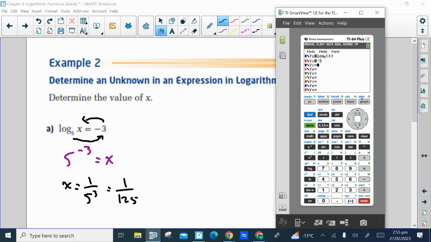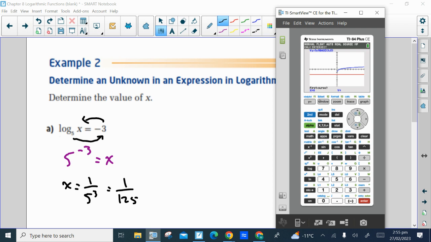I graph them, and I find the point of intersection. Now, it looks like the logarithmic graph stops, but remember it doesn't. When we graphed the inverse of that exponential function, the y-axis was a vertical asymptote. This graph extends down forever, keeps getting closer to the y-axis. The calculator just doesn't show that, but it should give us the point of intersection.